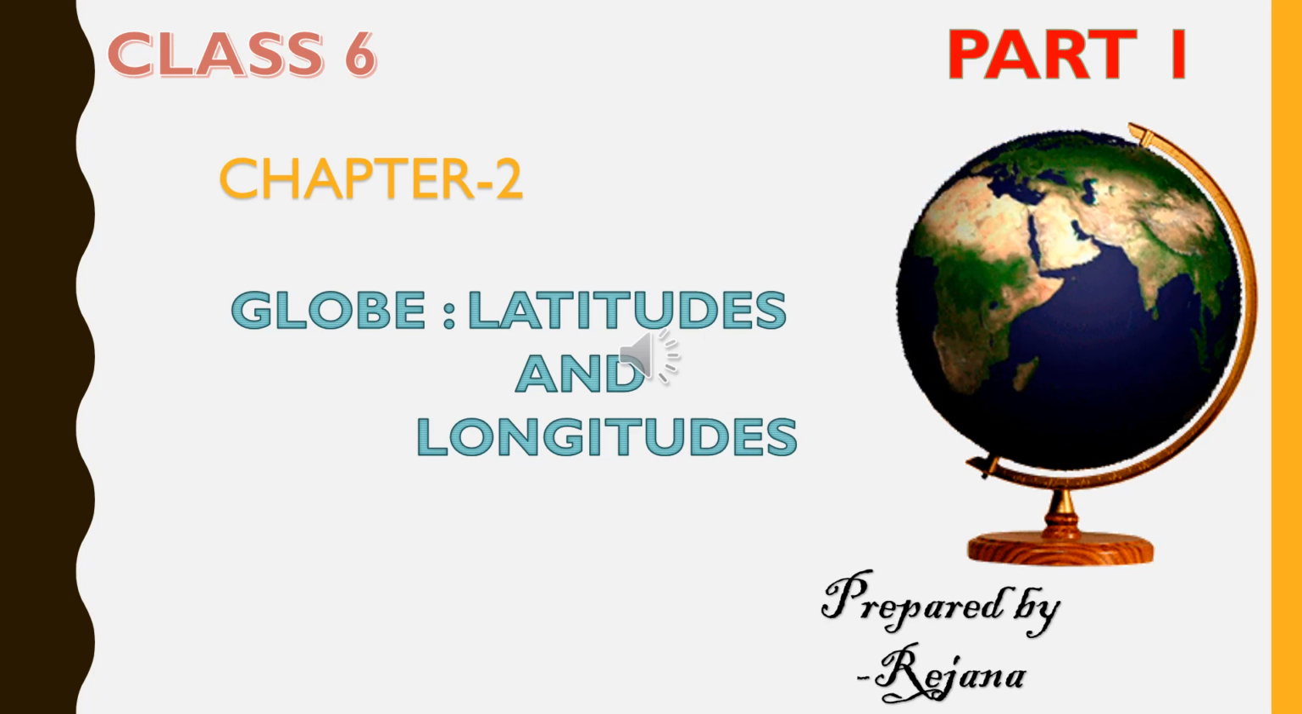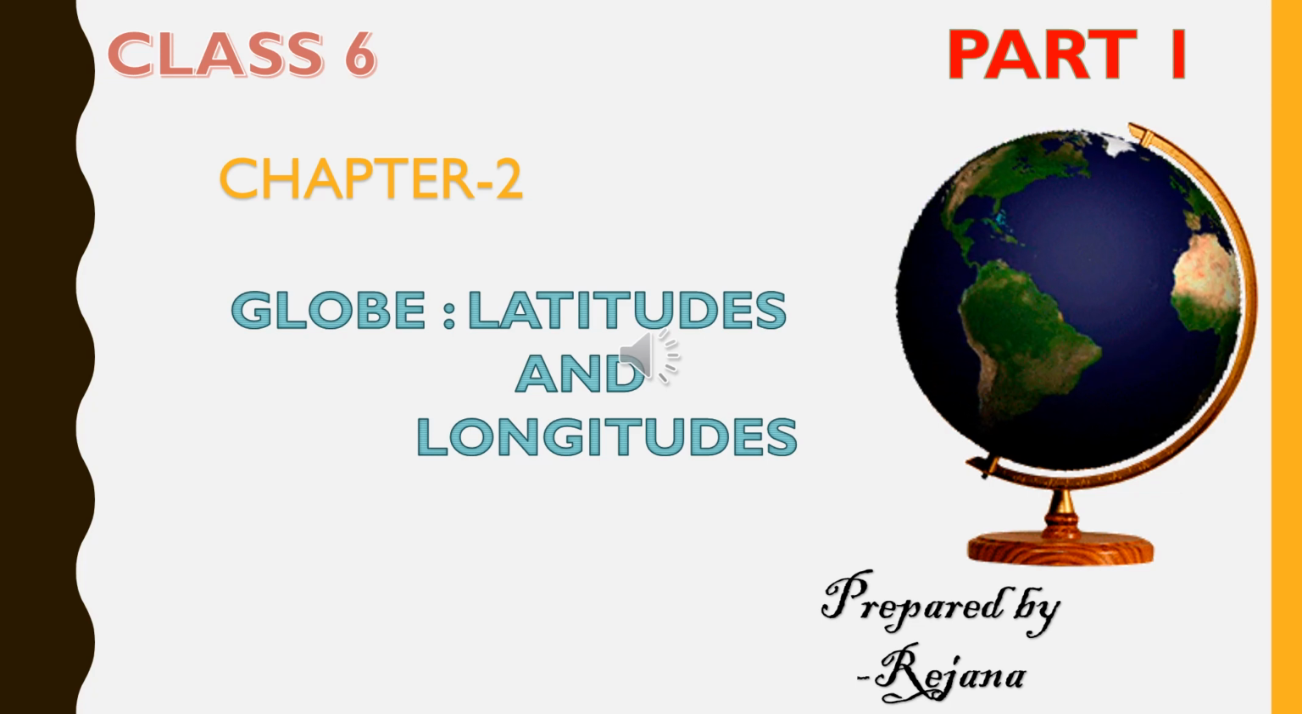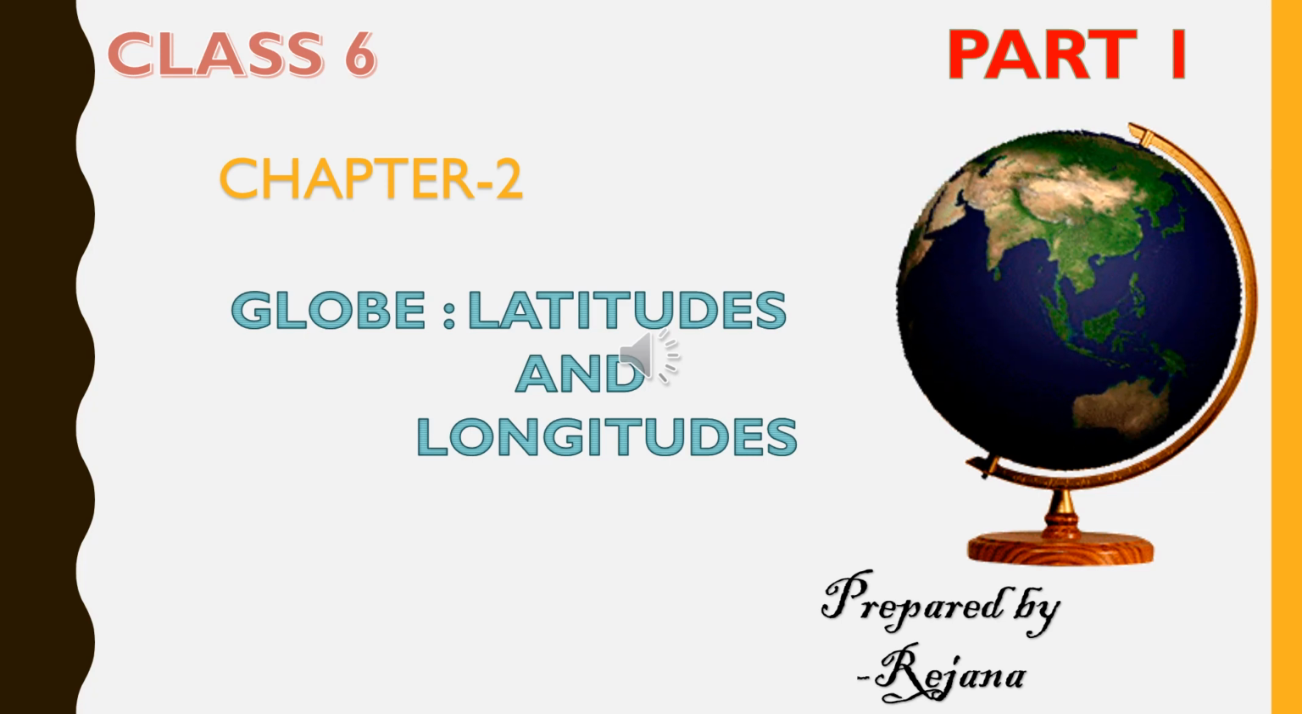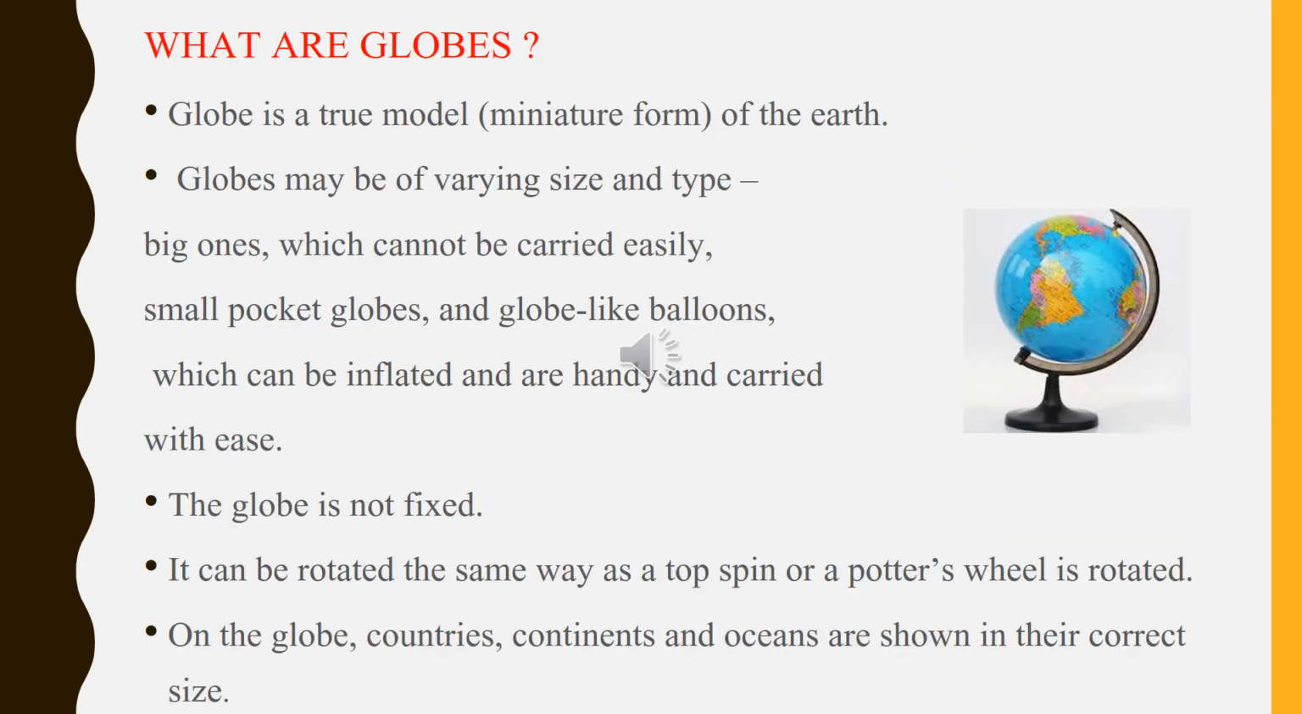Chapter 2, Globe, Latitudes and Longitudes, Part 1. What are globes? Globe is a true model, that is, a miniature form of the Earth. Globe is a spherical model of Earth. Globe is a picture of the planet drawn on a sphere. The word globe comes from the Latin word globus. Globus means round mass or sphere.